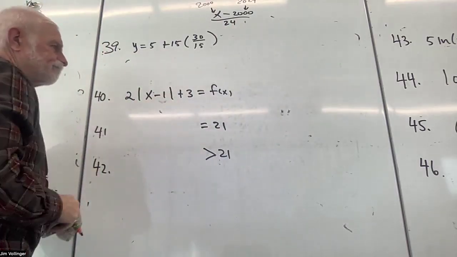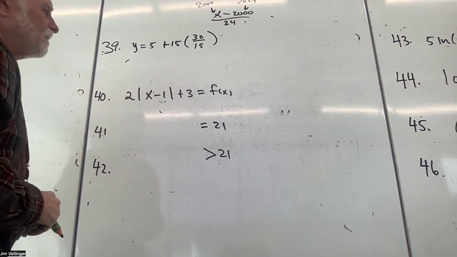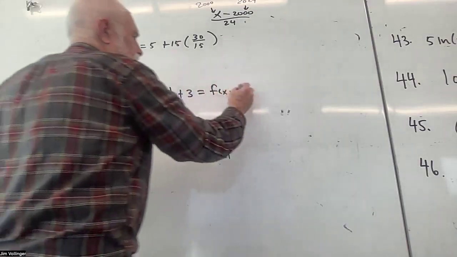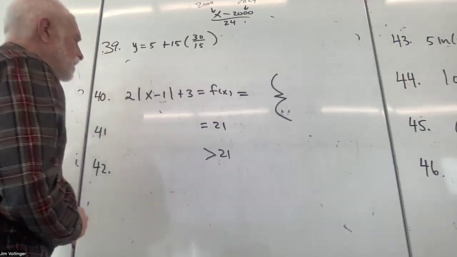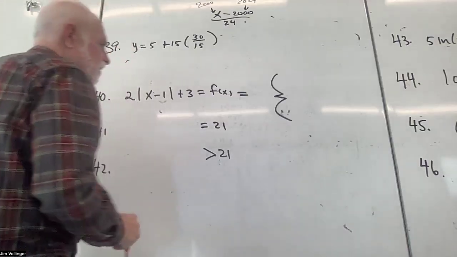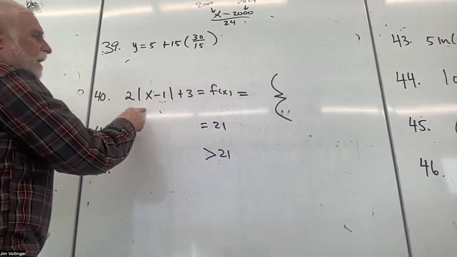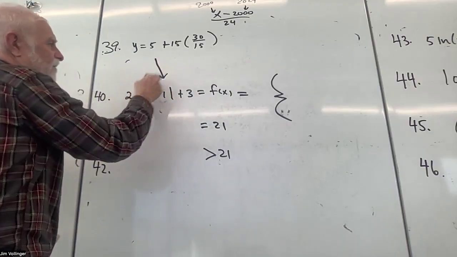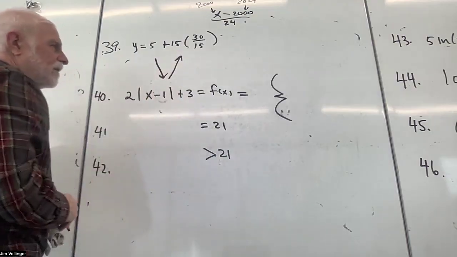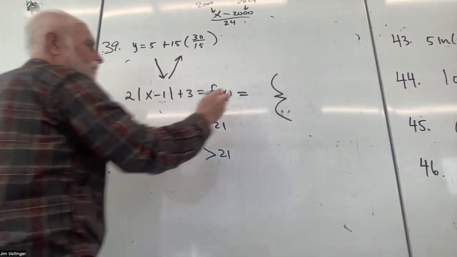F of x as a piecewise function. As a piecewise function. Boom, boom. Alfred Hitchcock. Put a little I. No, I can't put an I there. This is an absolute value with a V shape up, which means the left side is decreasing, the right side is increasing. Decreasing will have a slope of -2.